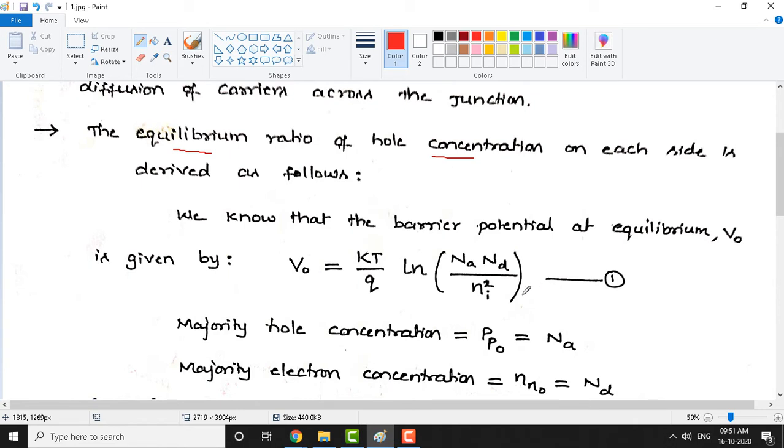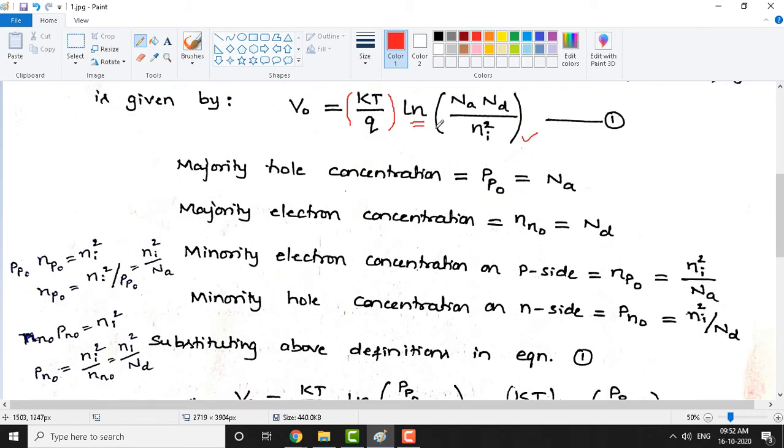This is a very popular equation which we have shown many times in previous classes. The built-in potential V naught is given by kT by q, this is a constant term, times log e of Na Nd divided by Ni square. Let us do a little modification to this built-in potential equation. What modifications we are doing is illustrated here with the terminologies you can see.